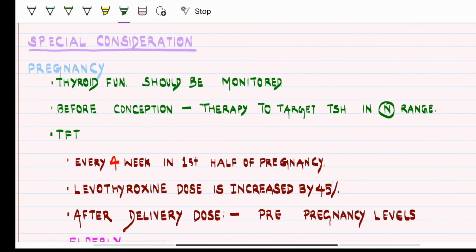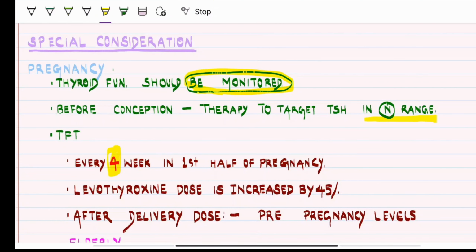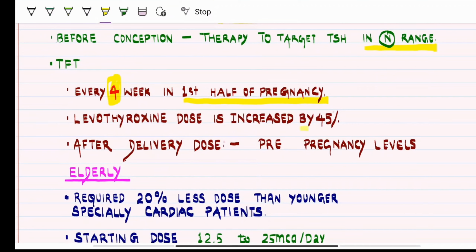Here we have to discuss some special considerations in pregnancy. In pregnancy, the thyroid function should be monitored. Why? Because it is a difficult condition; it can affect fetal development and can cause miscarriage. So it's very important to check the TSH level before conception. Therapy should target TSH in the normal range. We should check the TSH every 4 weeks in the first half of pregnancy. The levothyroxine dose is increased by 45%. After delivery, we should return to the pre-pregnancy level.